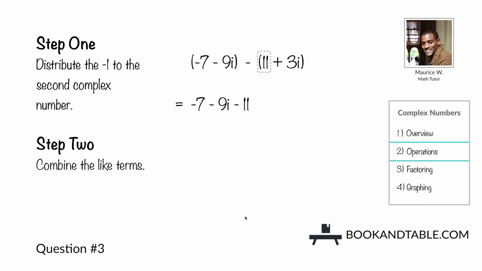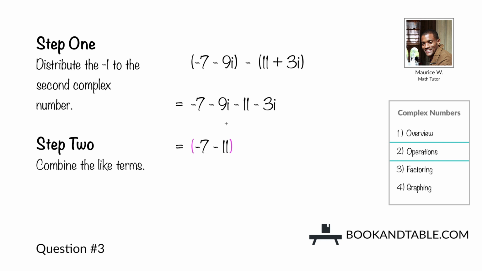In question number 3, we were asked to find the difference of negative 7 minus 9i minus 11 plus 3i. Step 1, distribute the negative 1 to the second complex number. Negative 1 times 11 gives us negative 11. Negative 1 times 3i gives us negative 3i. So after the first step, we have negative 7 minus 9i minus 11 minus 3i.